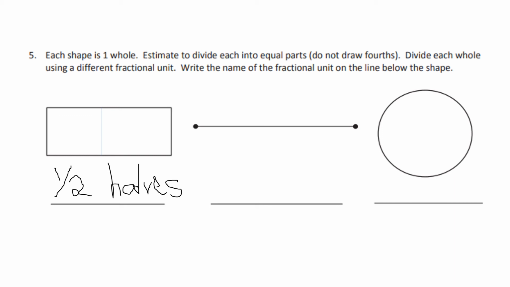As long as, remember, we're not doing fourths. So you can't have 4 pieces. So I did the rectangle halves. It's your job now to figure out what you want to do for the line and the circle. Remember, do not do fourths.